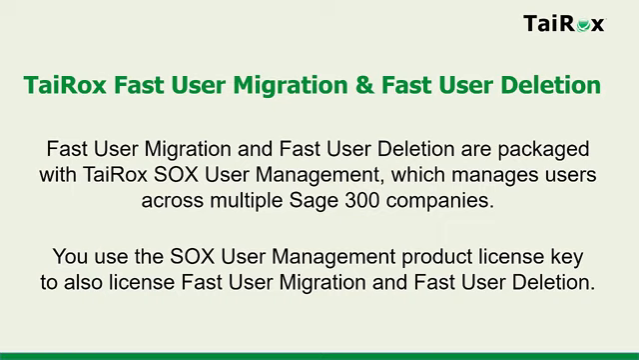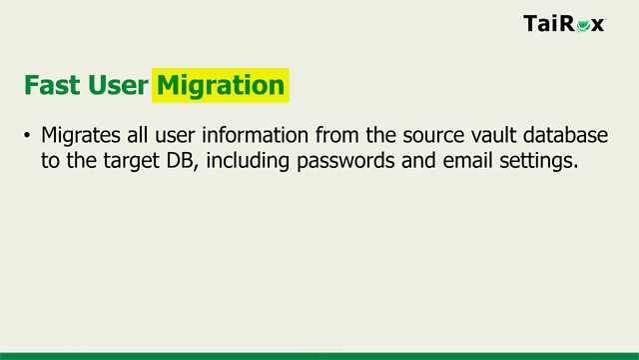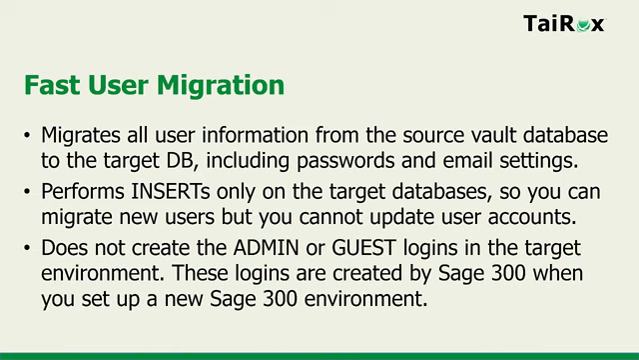You use the SOX User Management product license key to also license Fast User Migration and Fast User Deletion. Fast User Migration migrates all user information from the source Vault database to the target DB, including passwords and email settings. It performs inserts only on the target databases, so you can migrate new users to the target, but you cannot update user accounts that are already there. It does not create the admin or guest logins in the target environment. These logins are created by Sage 300 when you set up the new Sage 300 environment.